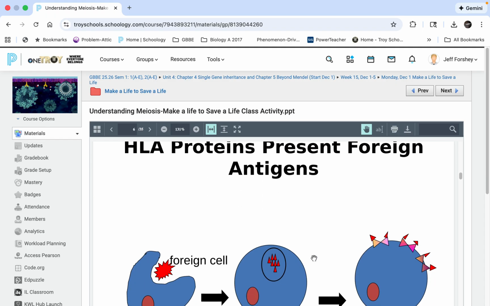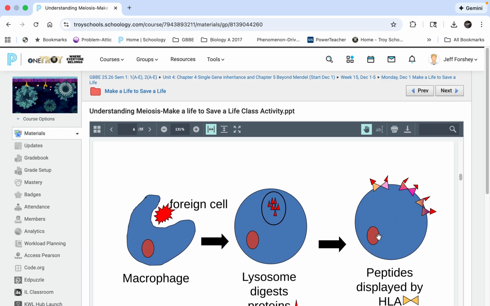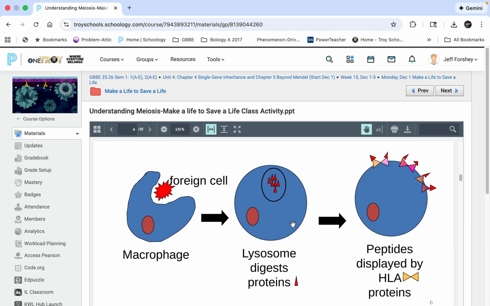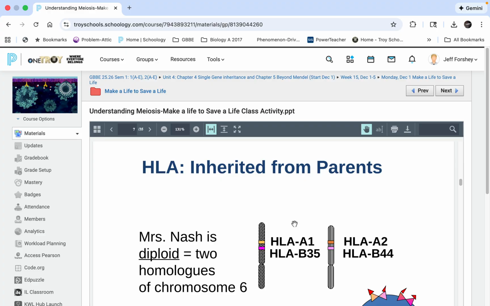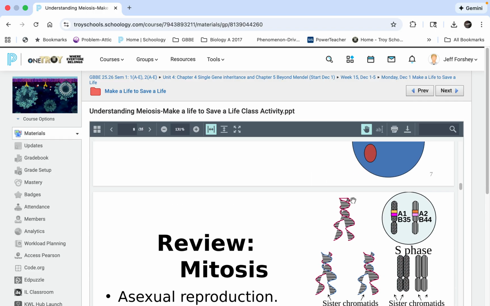Now, again, remember, antigens are what's on the top of the cells. And you can see here, these are displaying the HLA proteins. So as you look at this, this is Mrs. Nash. So you could see, this is her gene combination. So she is HLA-A1, HLA-B35, and this is her homolog pair. So she has HLA-A2, HLA-B44.